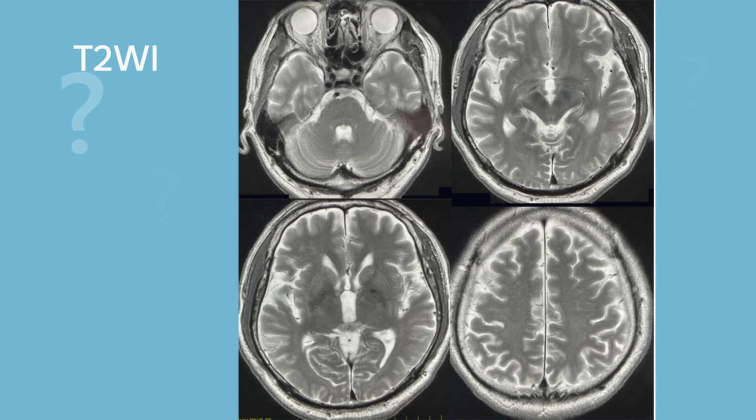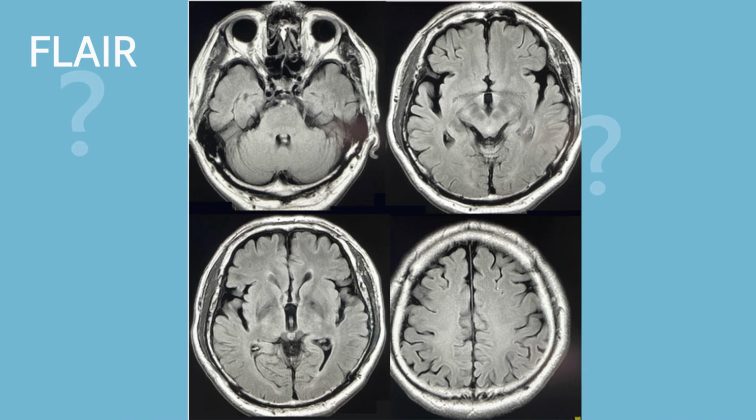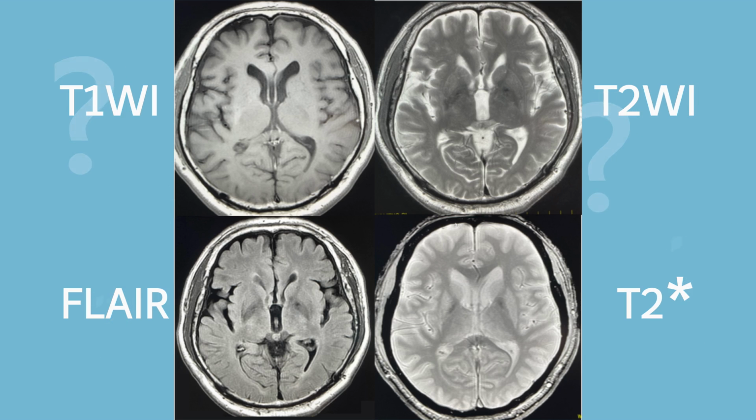T2 weighted MRI image. Flare image. T1 weighted, T2 weighted, flare, and T2 star images at the level of the basal ganglia. Which areas show abnormalities?